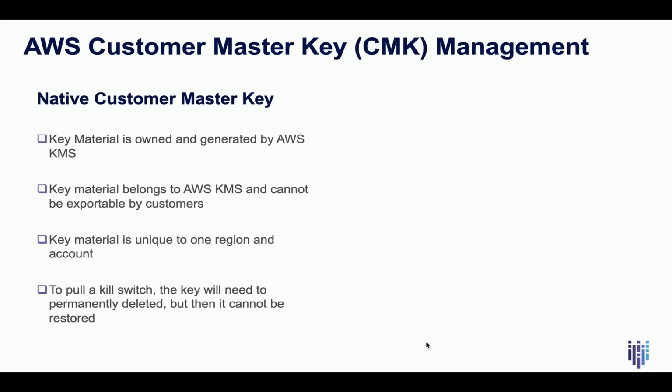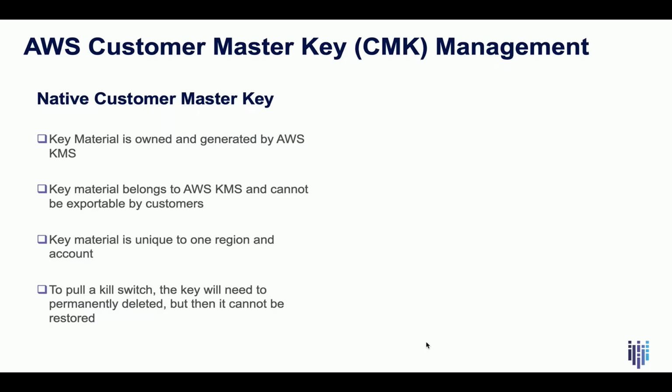So when we talk about the customer master key approach, we call the first approach, where the key material is owned and generated by AWS KMS, the native customer master key. So in that, of course, the key material is owned and generated by AWS KMS. Second, the key material belongs to AWS KMS and cannot be exported by customers. So you cannot export the key material out because it is owned by AWS KMS.